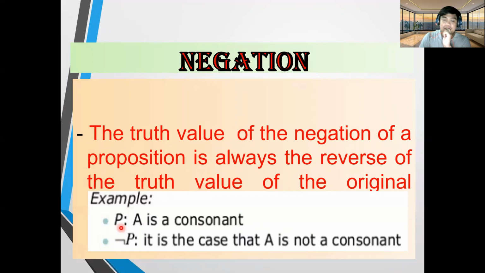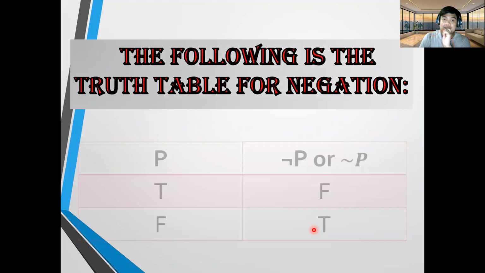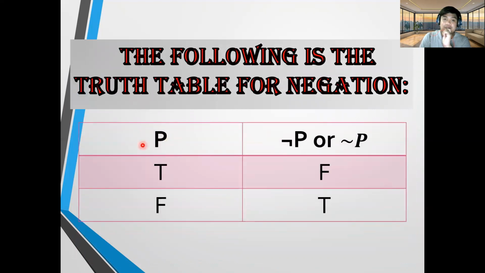So for example, we have proposition P, A is consonant. For negative P, or the negation of P, it is the case that A is not consonant. The following is the truth value for negation. So if proposition P is true, the negation of P will be false. If P is false, the negation of P is true.